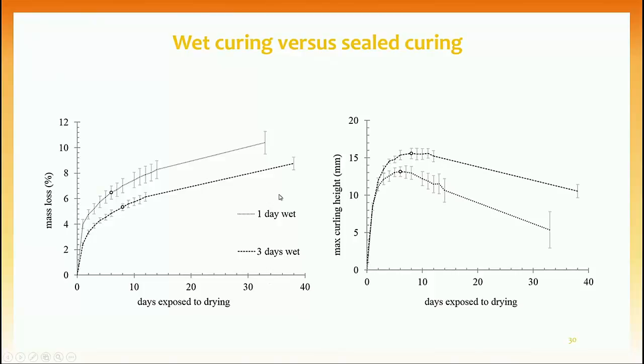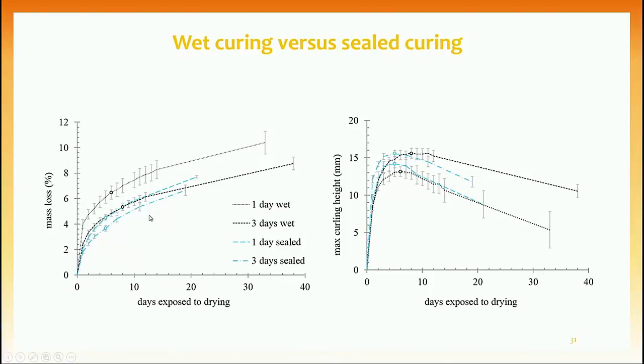Also, if I just show the 1 day wet and 3 day wet curing from the previous slides, this is the mass loss, this is the maximum curling versus the days that I measured them, versus the seal curing for 1 day and 3 day. You can see that there is a similar trend. As you seal cure longer, you will have less mass loss.